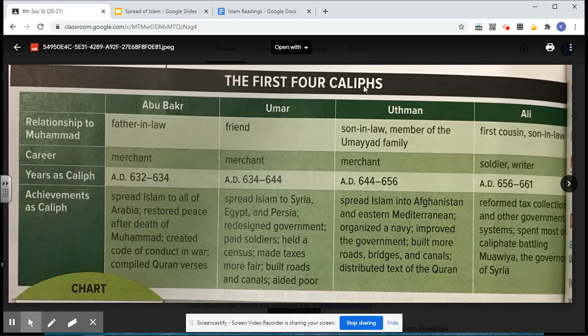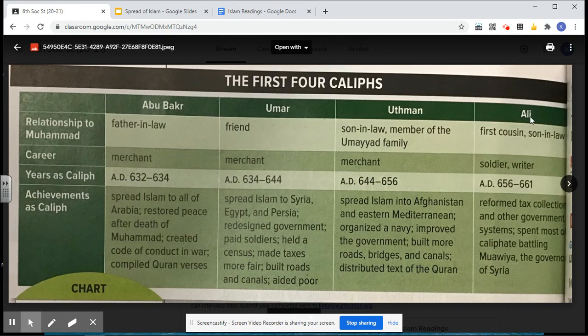These guys were supposed to be the first four caliphs. They were the caliphs that were right after Muhammad, so obviously they were supposed to be a religious leader. So it makes sense that they would want to spread the religion. So the very first guy, the spread of Islam to all of Arabia. Then you have Umar, who's in charge of the spread of Islam to Syria, Egypt, and Persia. Uthman, the spread of Islam into Afghanistan and Eastern Mediterranean.